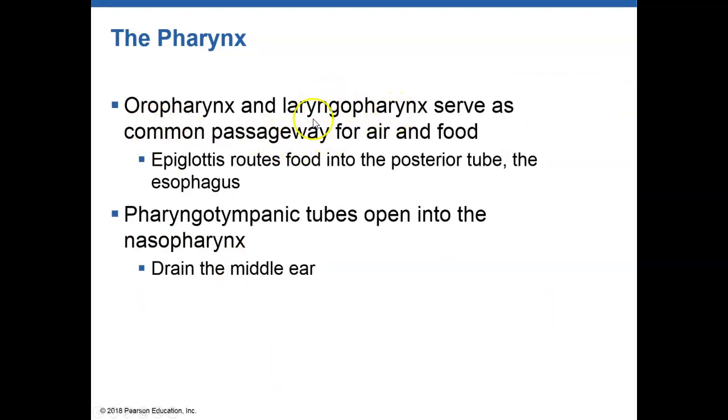The oropharynx and laryngopharynx serve as a common passageway for air and food, like I said. The epiglottis, which is the top of that larynx, is what keeps food from entering the anterior larynx. Instead, it shuts as food is swallowed, and the food goes posteriorly down the esophagus. Then we have a pharyngotympanic tube that opens directly into the nasopharynx, helping to drain the middle ear and also releasing pressure.